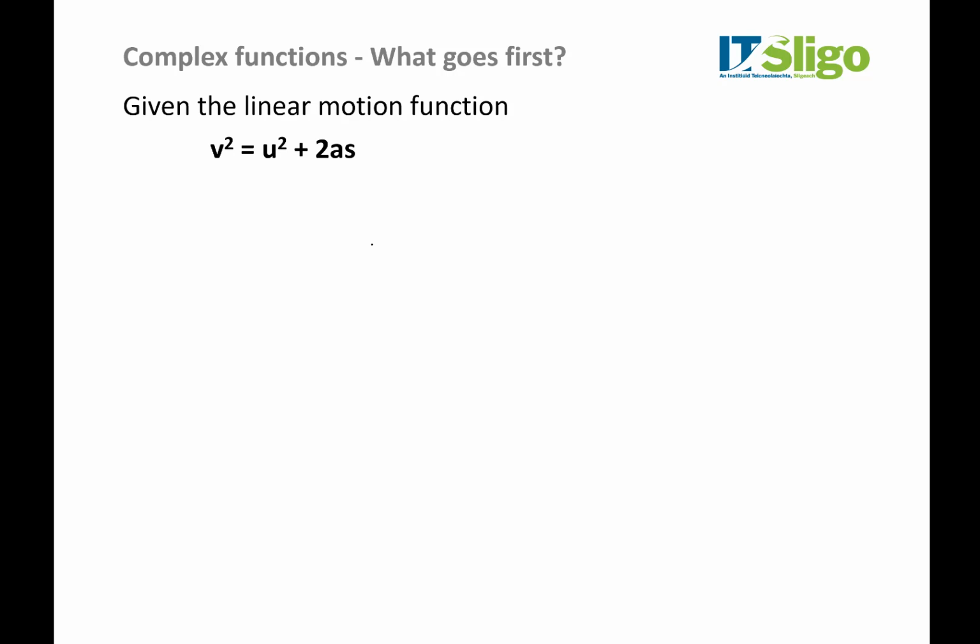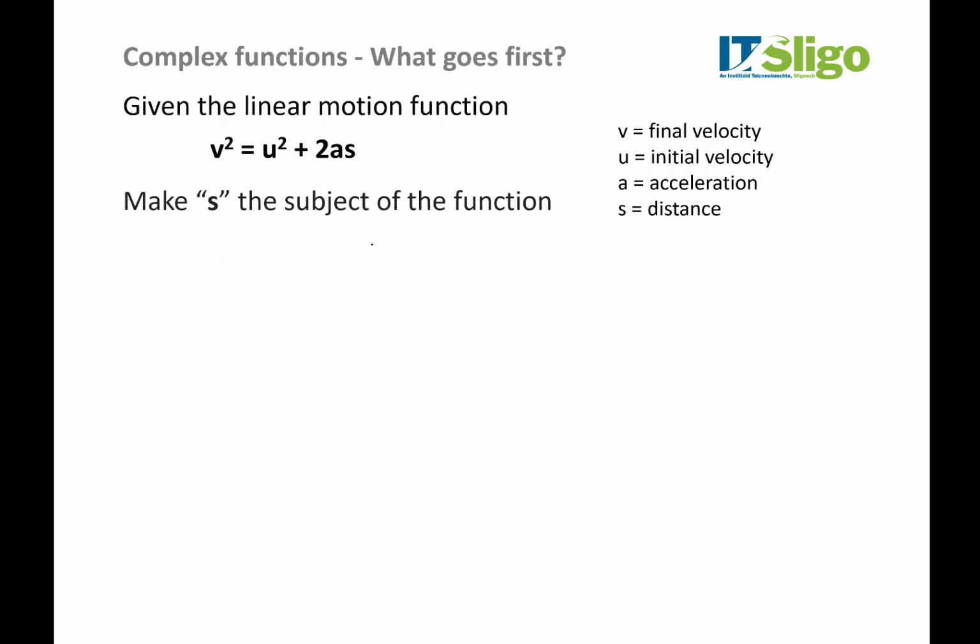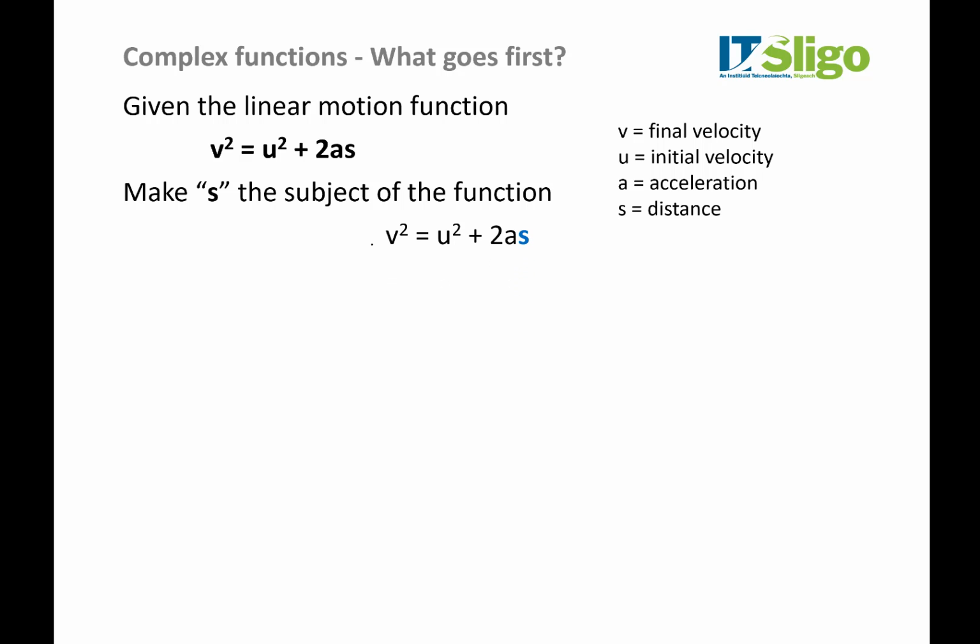Looking at another linear motion function, again, it's the same system, but it's just a different version of the functions. We've now got the variable s involved, distance. And in this case, we're asked to actually isolate s. So here's our function with our subject in blue. And we can see now, guys, again, there's two things affecting it, u squared and 2a.